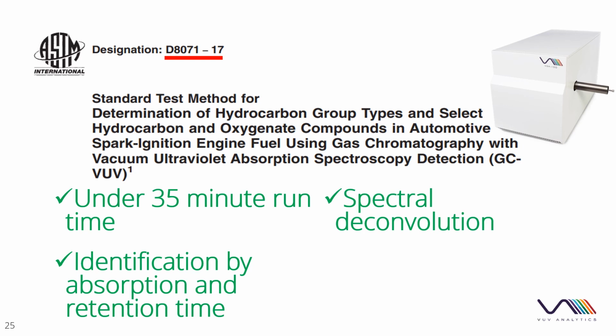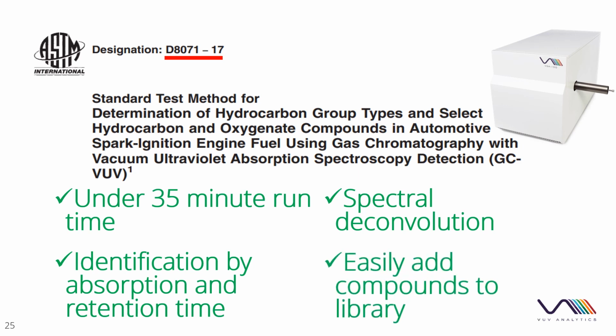We do have the ability to deconvolve coeluting compounds, as I just showed you, which is very important because if we're adding new compounds into our gasoline, we don't want to have to mess with our method if we don't have to. And so this spectral deconvolution becomes very important. And finally, because of these reasons, we're able to add compounds to the method's scope a lot more easily.